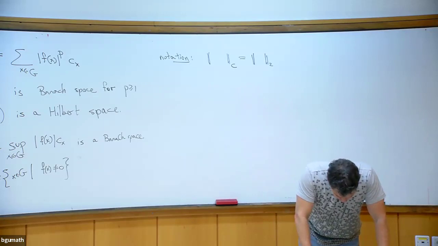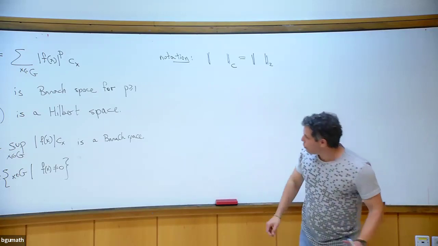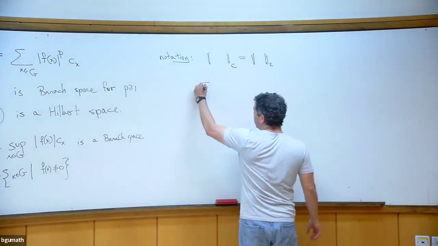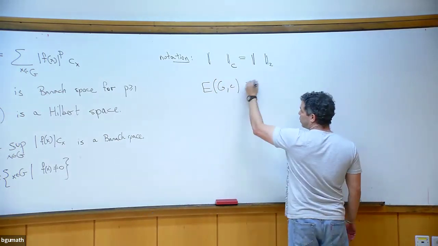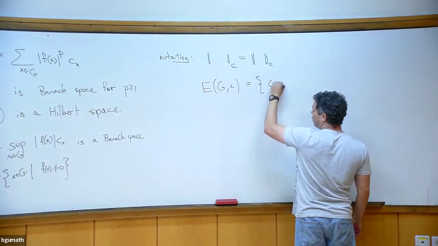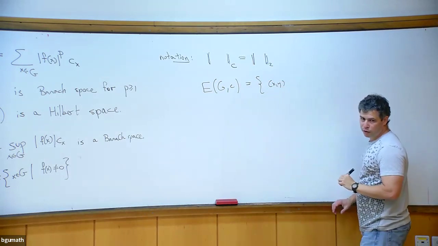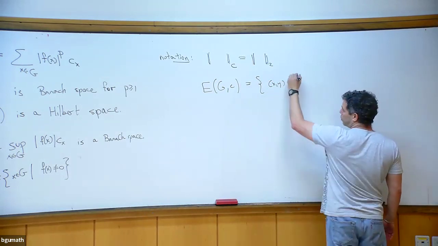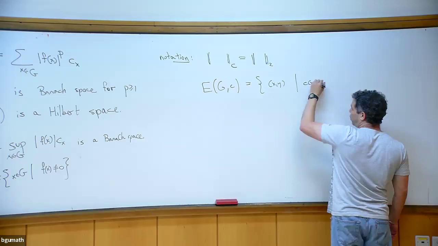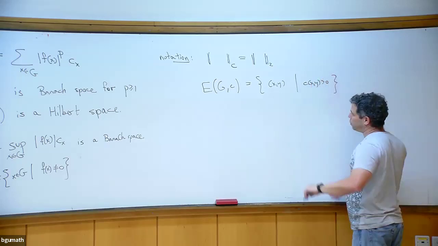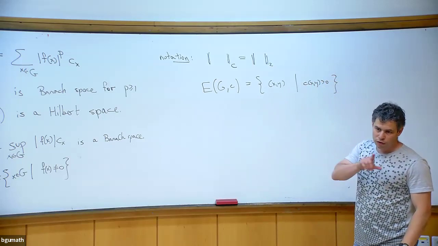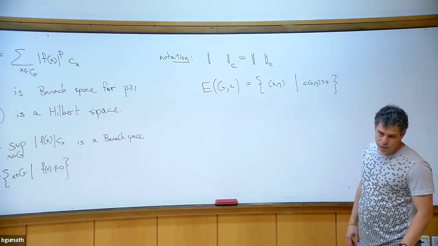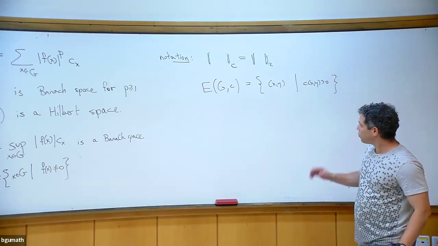Okay, now let's define a few things. I remind you of the notation. Another notation is that I write E of GC. This is the set of all ordered pairs X, Y such that CXY is positive. What it does is it looks at the edges in the network, and it takes each one of them twice, one in each direction. So I just use this notation.